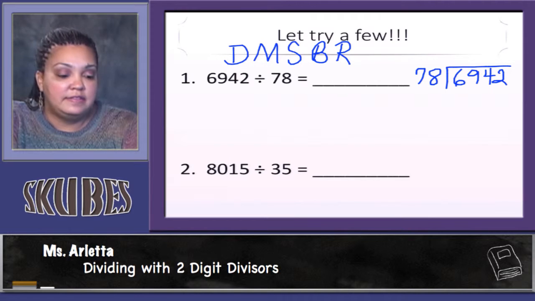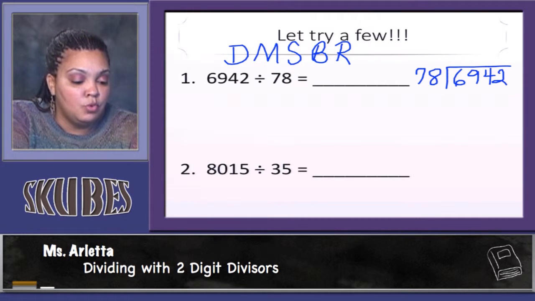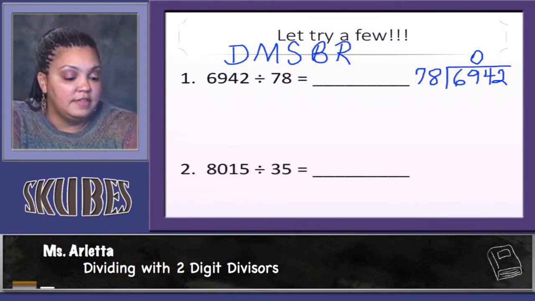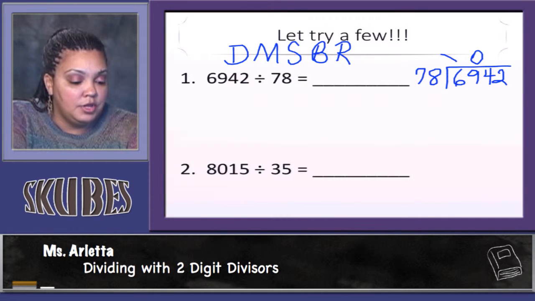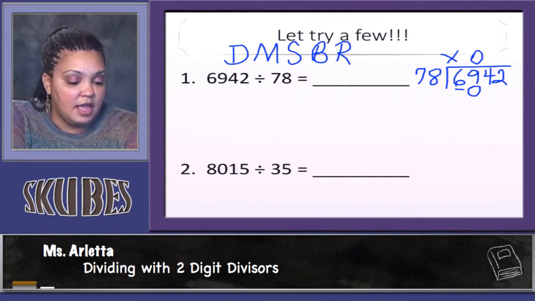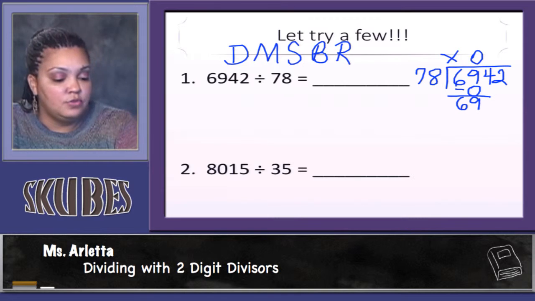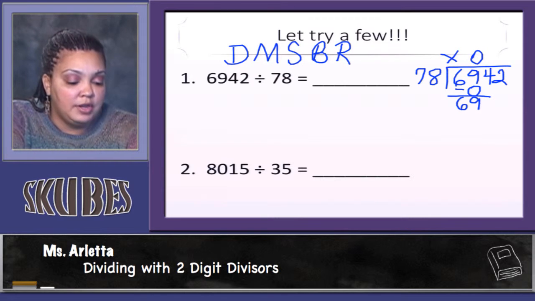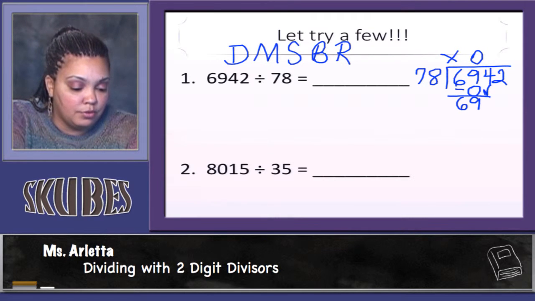Now, let's start with dividing. 69 divided by 78. We know that 69 is smaller than 78, so it will be a 0. The next letter is M for multiply. We need to multiply the 0 times the 78, and that will give us a 0. The next letter is an S for subtract. 69 minus 0 will give us a 69. And after your S, you see a B. The B means bring down. We'll bring down our 4.